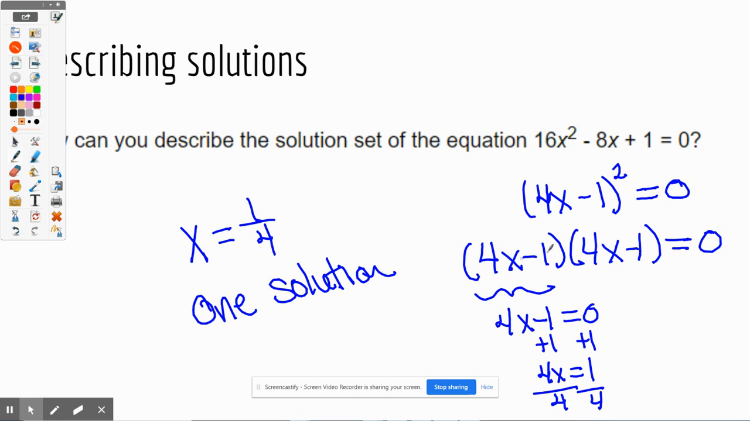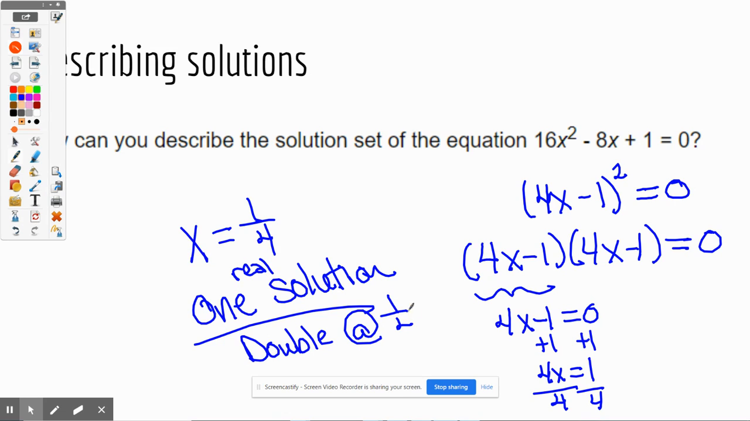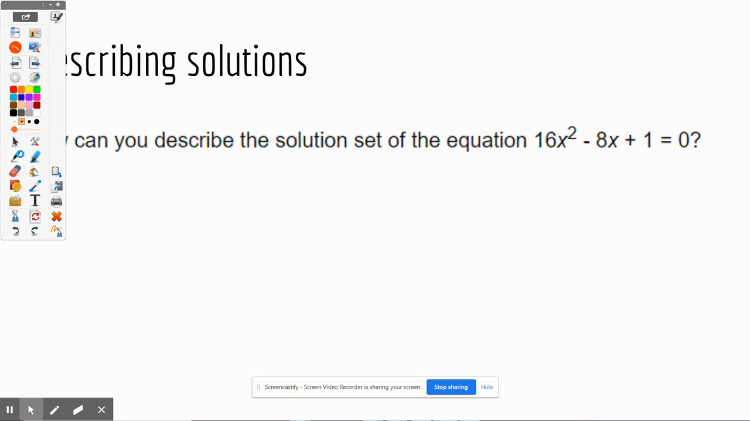And what happens on problems that look like this is they will be tangent or they will bounce on your x-axis. So this is called one real solution. You can say one real solution or a double root at 1/4. Okay, I don't remember exactly what they wanted you to say, but we're going to go with that for now.